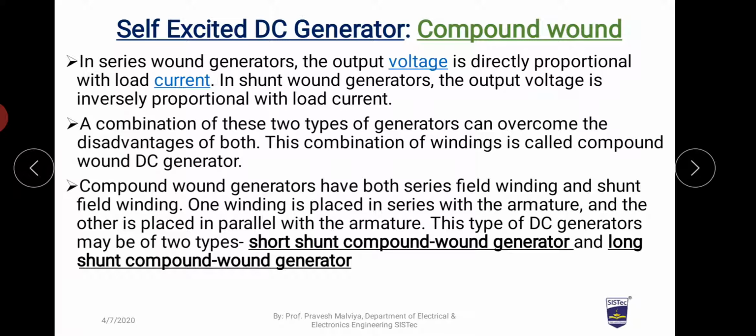A combination of these generators can overcome this problem. So for this we have introduced the compound wound. The compound wound generators have both the series field winding as well as the shunt field winding. One winding is placed in series with the armature and another winding is placed in parallel with the armature. So depending upon these two types, it can be categorized into short shunt compound wound and long shunt compound wound.